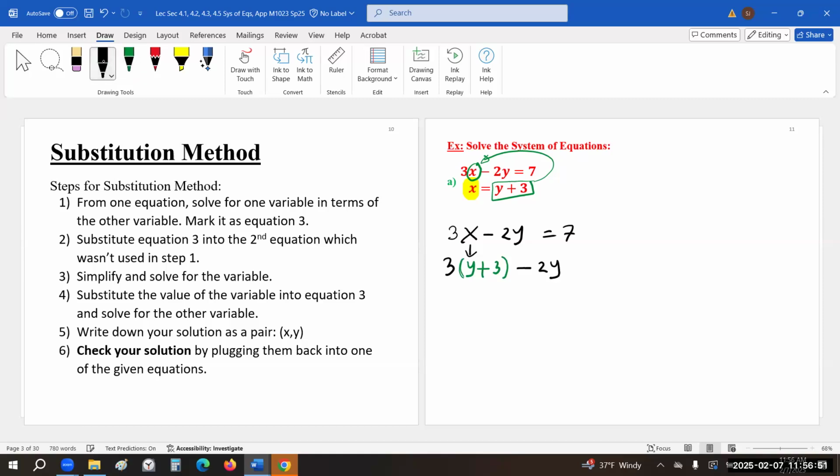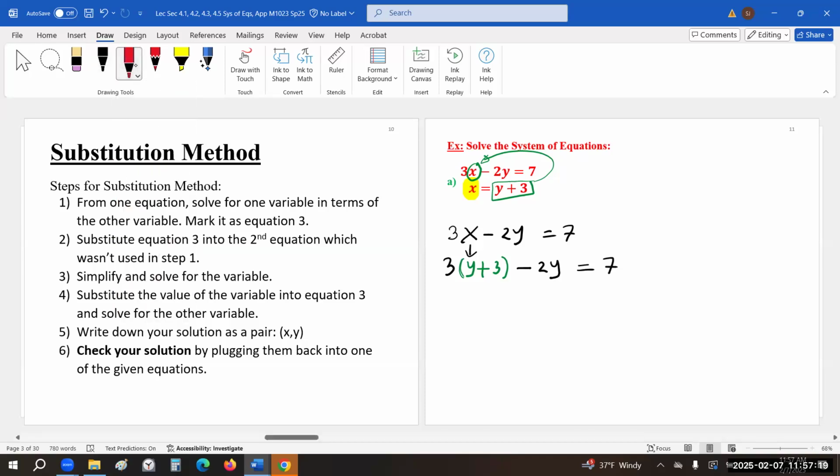And then we have minus 2y equals 7. We just bring them down. So in the first equation, we did not write x because in the second equation, they're telling us x is y plus 3 more. That's why this method is called substitution, because we substituted x with something related to y. And now you're going to just solve for y.